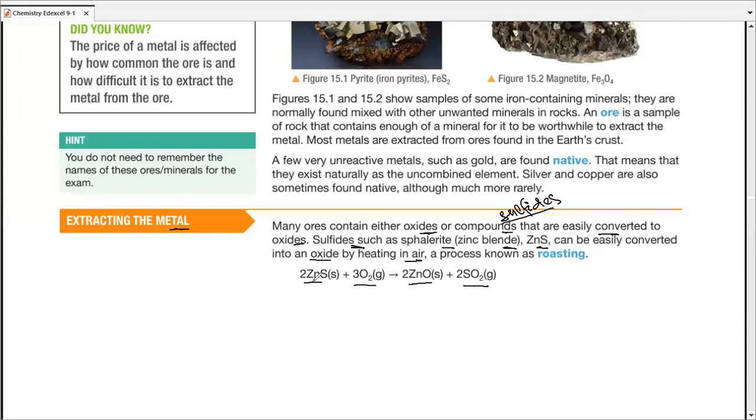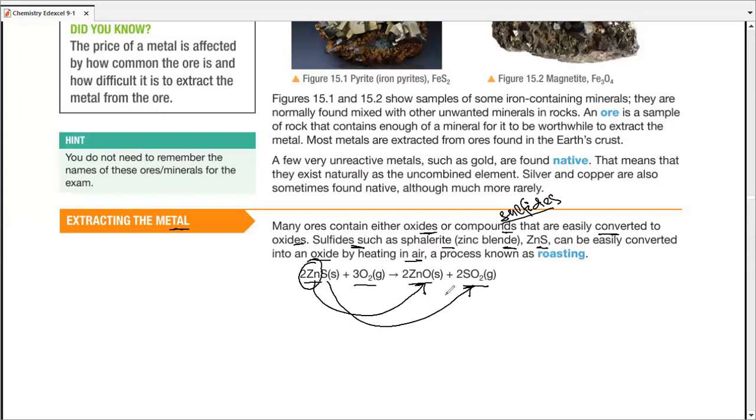So both of them oxidize. Remember, when zinc is oxidized, it gives us ZnO. When sulfur is oxidized, it gives us SO2. In this case, both of these elements are oxidized, with oxygen added to them. However, if we look closely at it, you will see that zinc does not change its state.